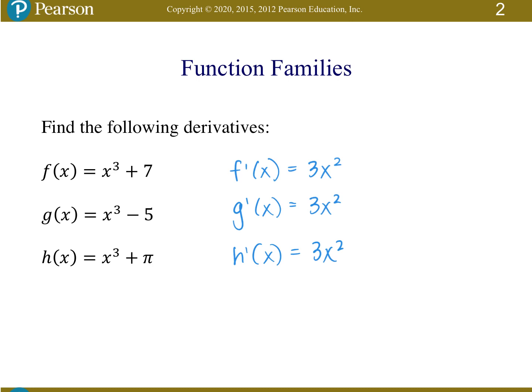The only difference is the plus or minus whatever on the end. We generalize this, and we call this plus or minus capital C. We call that a constant. If the only difference between several functions is their constant, if everything else is the same, then they will all have the same derivative, which means they have the same slope.